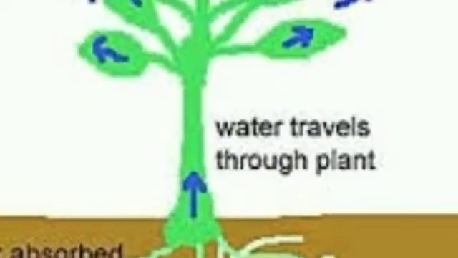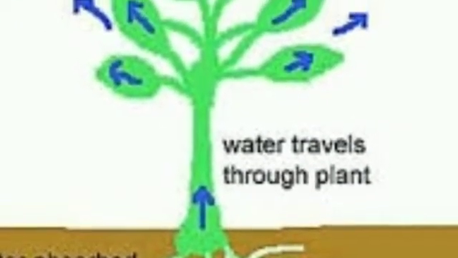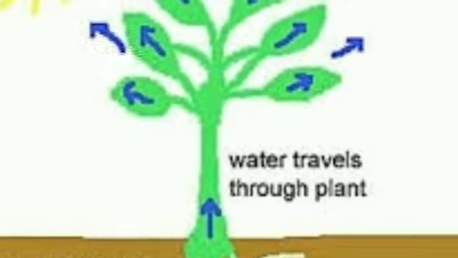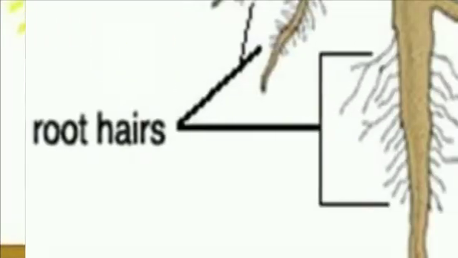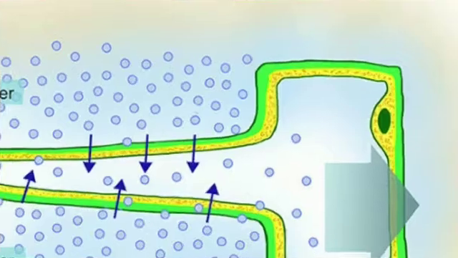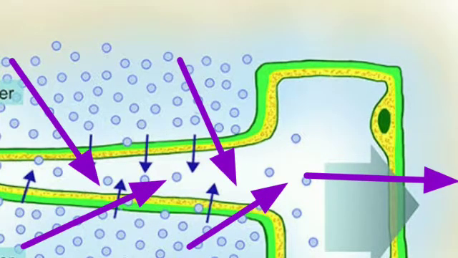Let us see how the roots absorb water and minerals from the soil. Roots are not in direct contact with water. Usually, roots have thin hair-like structures called root hairs. Water enters the root hairs and passes inwards from cell to cell until it gets into the xylem vessels.